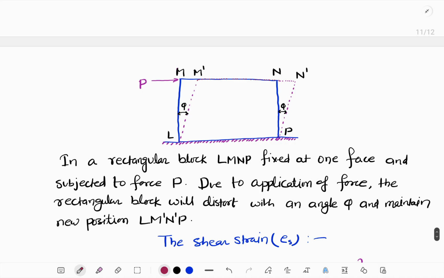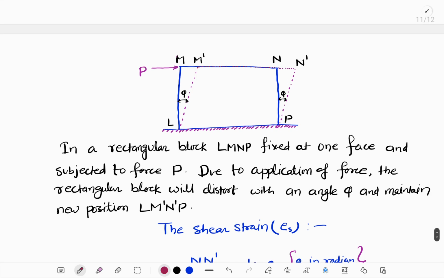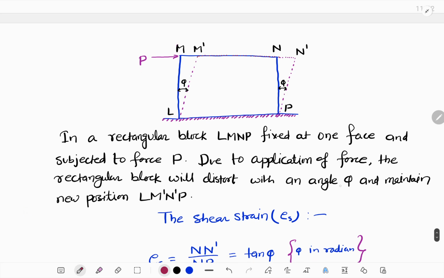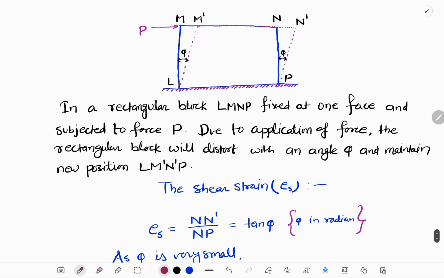In the rectangular block L, M, N, P that we have taken earlier, fixed at one face and subjected to force P at the upper left corner, the block will distort with an angle phi and maintain a new position. L, M dash, N dash, P will be the new positions.